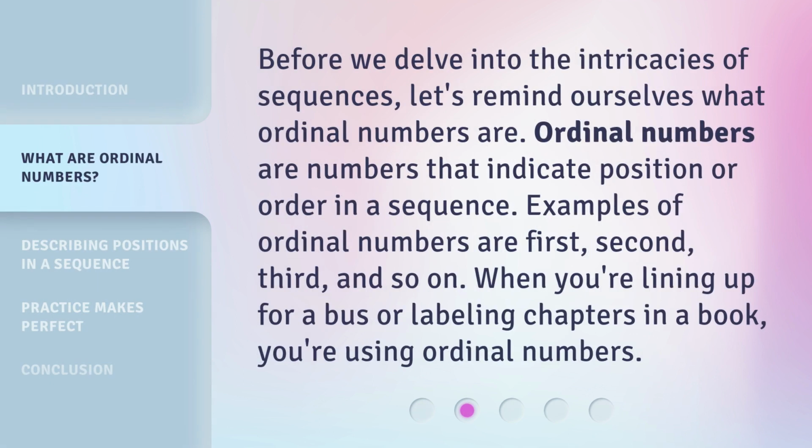Before we delve into the intricacies of sequences, let's remind ourselves what ordinal numbers are. Ordinal numbers are numbers that indicate position or order in a sequence. Examples of ordinal numbers are first, second, third, and so on. When you're lining up for a bus or labeling chapters in a book, you're using ordinal numbers.